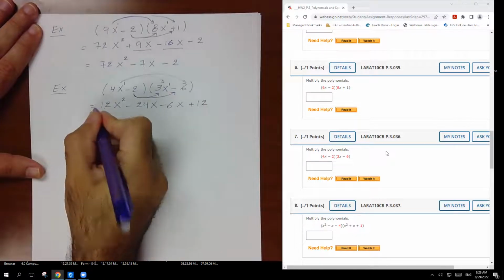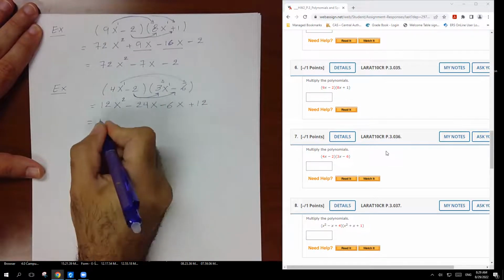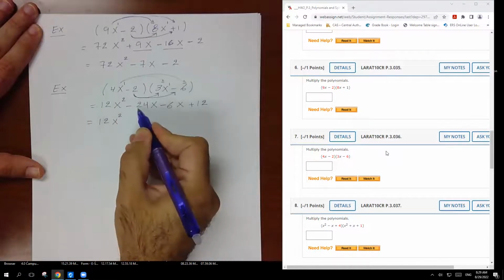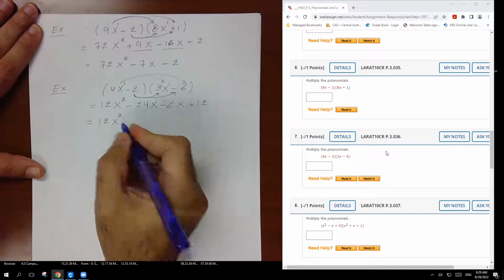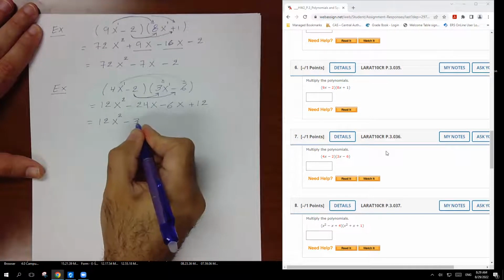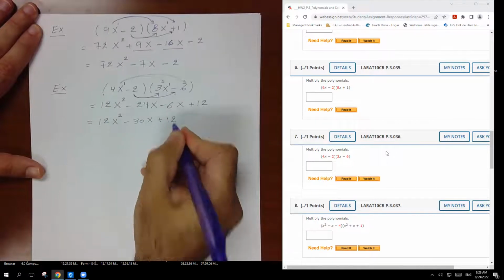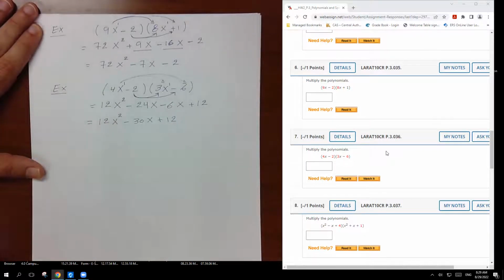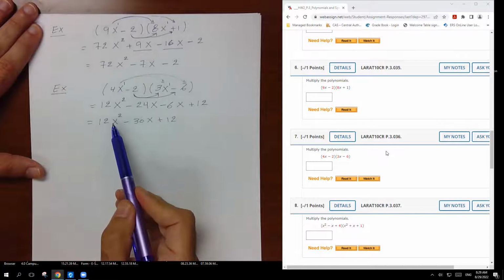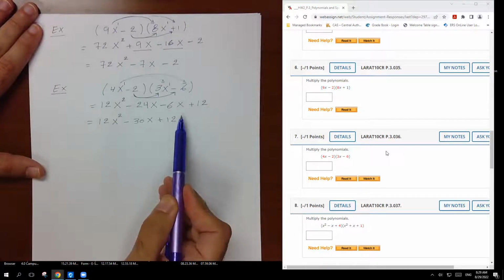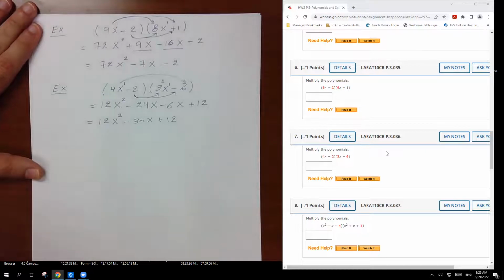Next step, I'm going to combine the like terms. So it's going to be 12x squared. Negative 24 minus 6 is going to be negative 30. X is plus 12. That's it for this example. It's already written in the standard form. Here is squared, here is 1, and here is 0. That's it for this example.